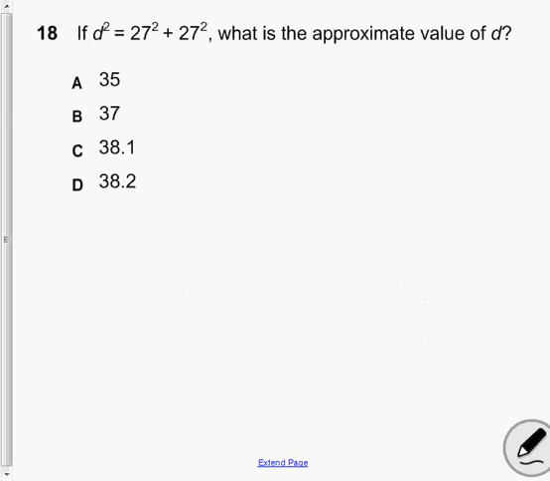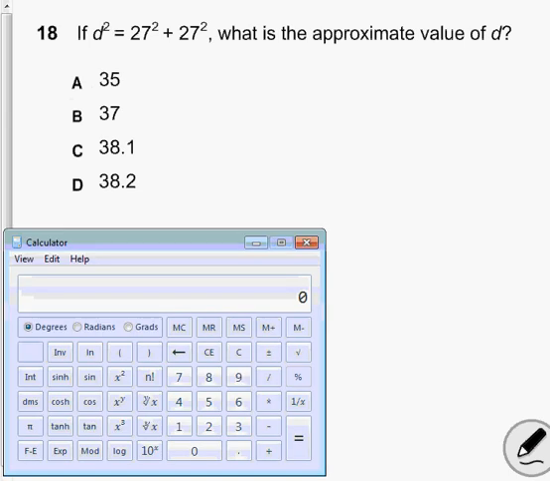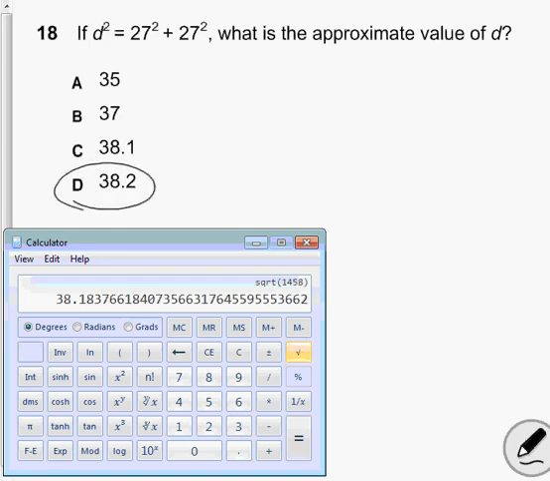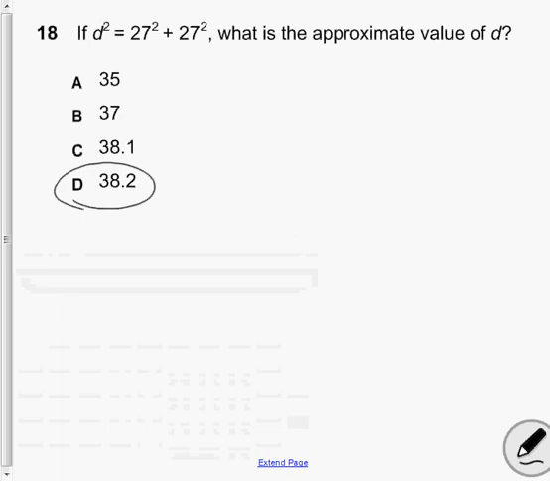Question 18, if d squared equals 27 squared plus 27 squared, what is the approximate value of d? So really we have a semi-partially filled in Pythagorean theorem. So 27 squared is that. So I'm going to times that by 2 and double it. So the square root of that is 38.2, which means that d is my best answer for the approximate value of d, because I had to round it. That's why it says approximate.